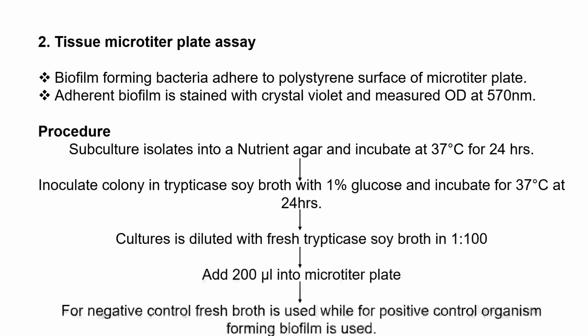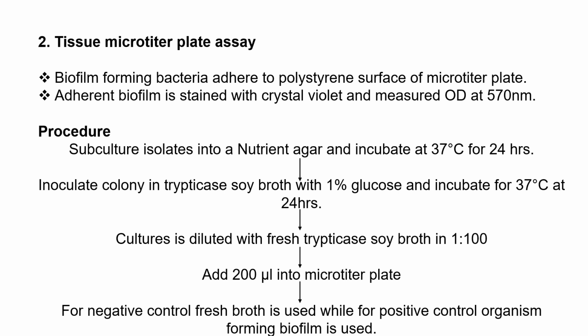The second method is tissue microtiter plate assay. Biofilm forming bacteria adhere to the polystyrene surface of the microtiter plate. The adherent biofilm is stained with crystal violet and absorbance is measured at 570 nanometers. Here is the procedure of a tissue microtiter plate assay.